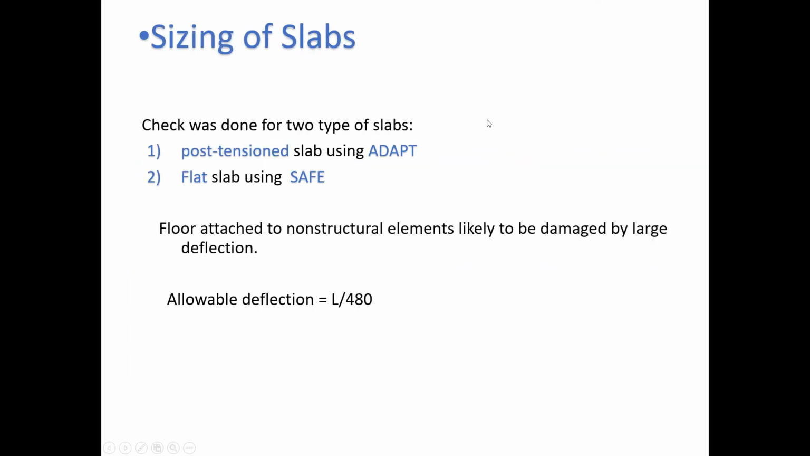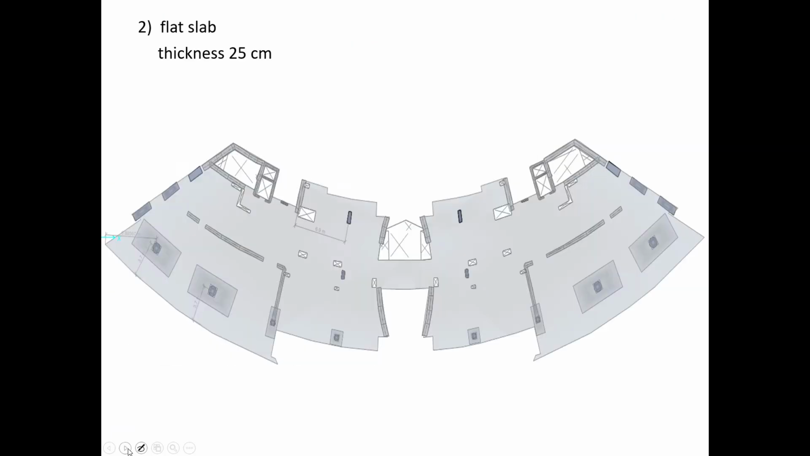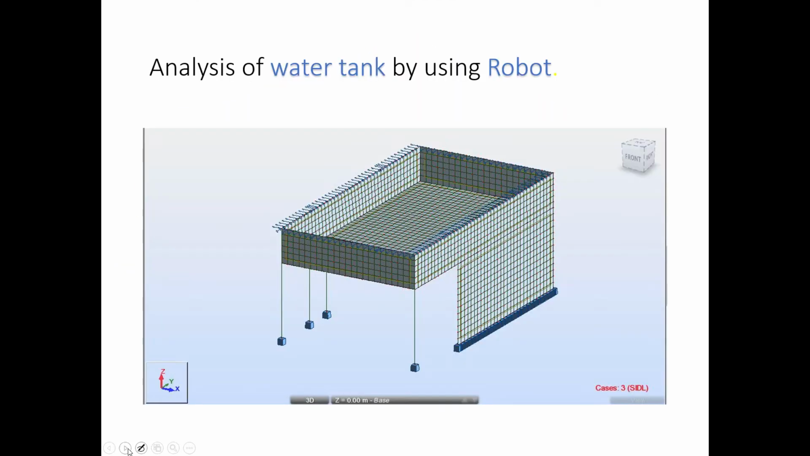And now we are going to talk about the sizing of slab of our project. The checks were done for two types of slabs only, because in our project in real life we did a post tension system and a flat slab. The allowable deflection was related to L over 480. So these are the slabs. Now this is the post tension slab in ADAPT Builder, and this one after checking also, and this one in SAFE. The deflection was also checked.